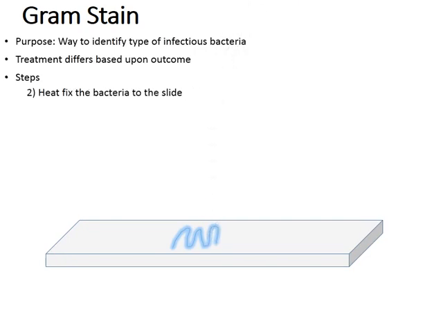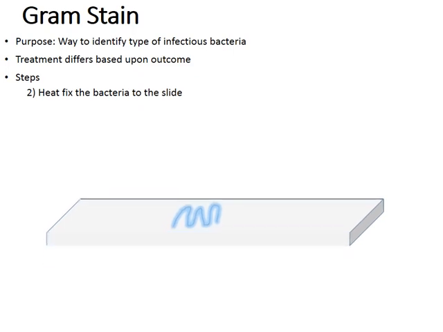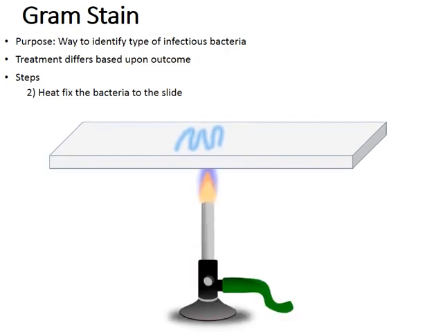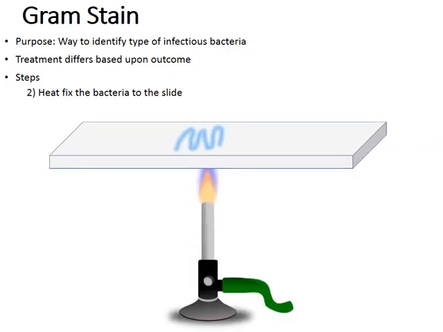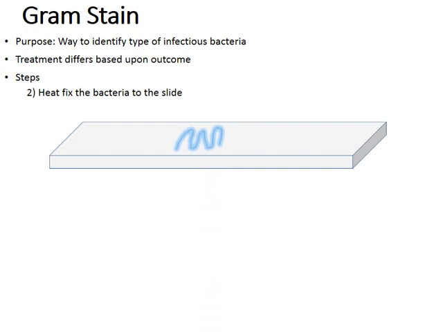So the next step we're going to do is fix the bacteria to the slide so they don't get washed away when we do the upcoming steps in the gram stain. And we're going to do that by taking our glass slide and passing it over an open flame a few times, and the heat will fix the bacteria to the slide. As I said, this way they don't get washed away when we start using some of the chemicals in the latter steps.